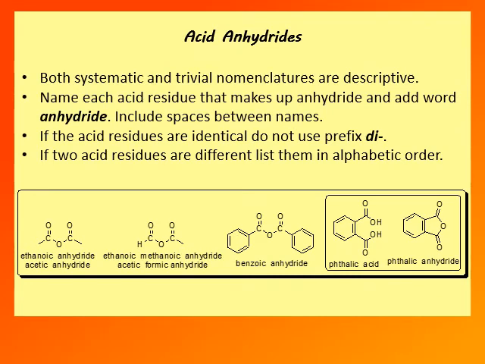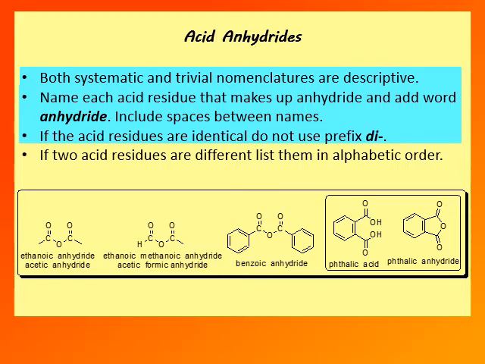Just like the nomenclature of acyl halides, nomenclature of acid anhydrides follows the same set of rules both for trivial and for systematic nomenclature. The only difference, again, are the parent names of the corresponding acids, whether we use trivial or systematic parent names. To name an acid anhydride, we use descriptive nomenclature, and both systematic and trivial nomenclature are descriptive. We name each acid residue that makes up the anhydride and then add the word anhydride. There are spaces between the names.